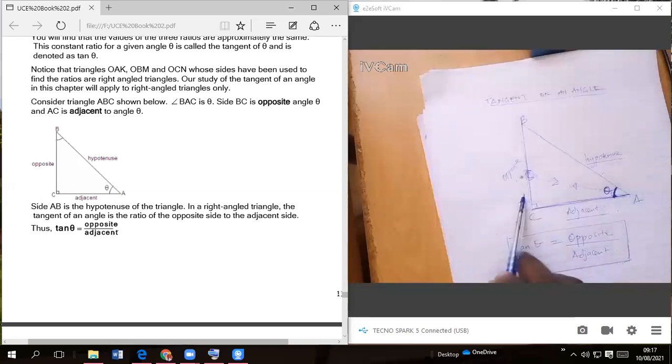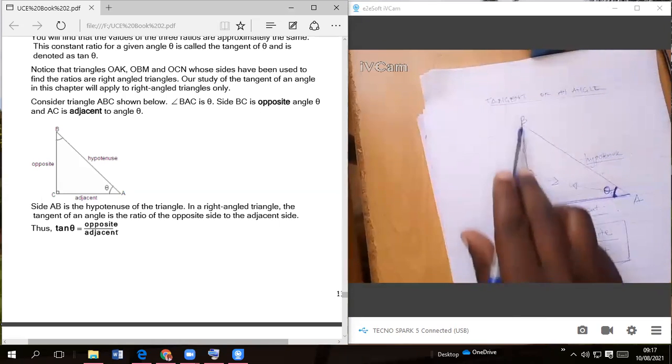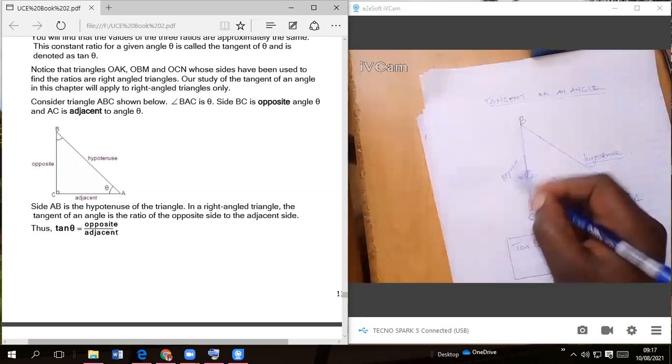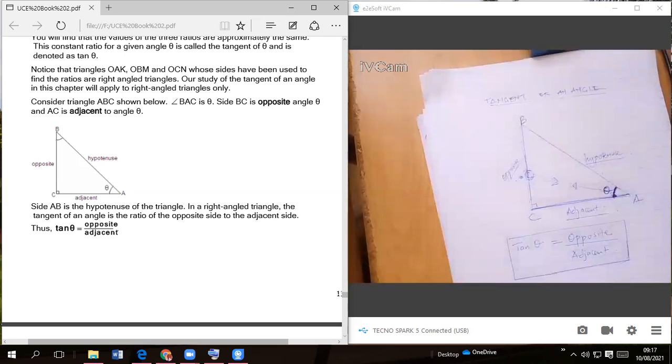Then the other side that is far away, that is not connected to the angle, because you see this side and this side, there is an angle in between them. But this other side, there is no angle theta in between them. So it is far away from theta. So this side which is far away from the angle theta is what we call the opposite side. Together, members? Yes.